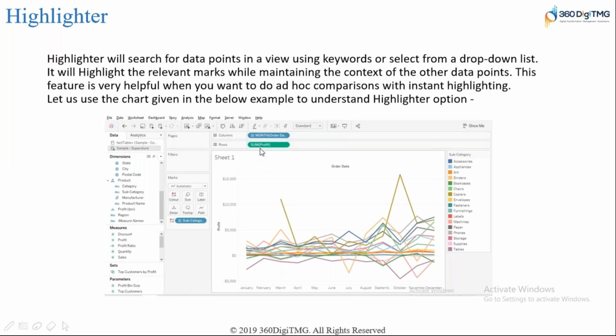Try to replicate this chart, monthly profits across different subcategories with subcategory on the color shelf. And please observe the color of the date pill. It is blue colored, month, blue.